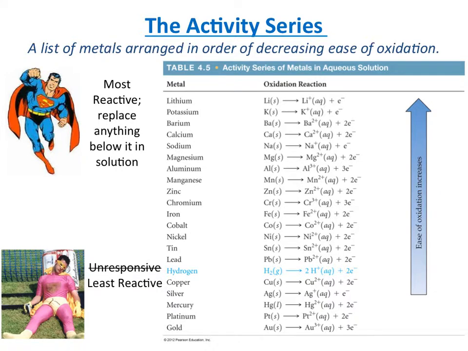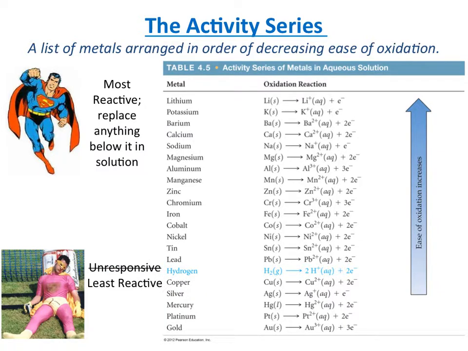The way that we can tell if an oxidation-reduction reaction will occur is we use the activity series. This activity series is just a list of metals arranged in order of decreasing ease of oxidation. As we go up the table, the ease of oxidation increases. The way I like to think about it is things at the top are the most reactive, whereas the things at the bottom are the least reactive.